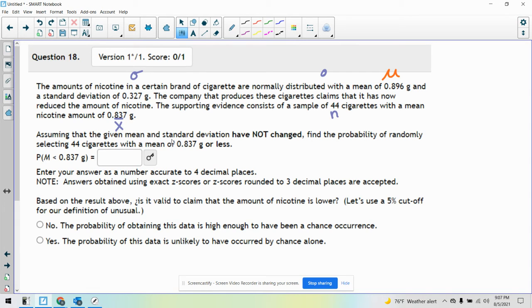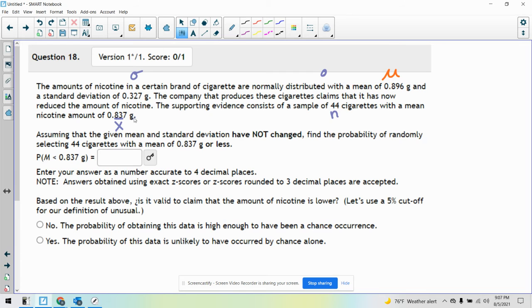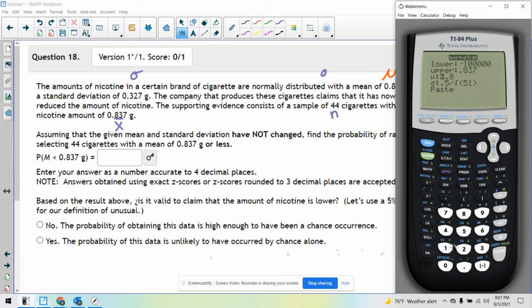Assuming the given mean and standard deviation have not changed, find the probability of randomly selecting 44 cigarettes with a mean of 0.837 or less. Same thing, or less. So we go to distributions, normal CDF. Very negative number up to 0.837. The mean of the data is 0.896.